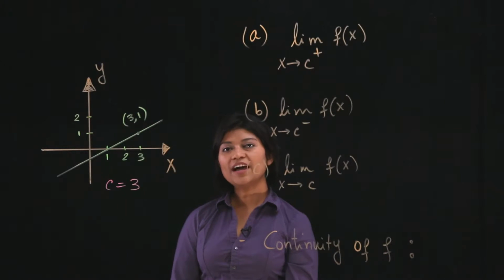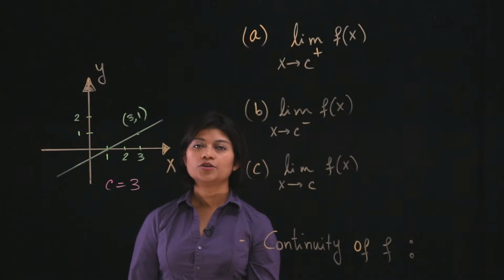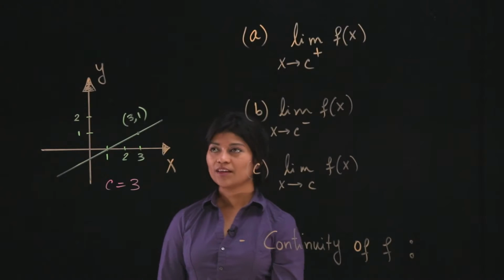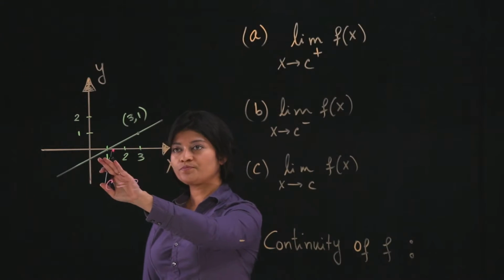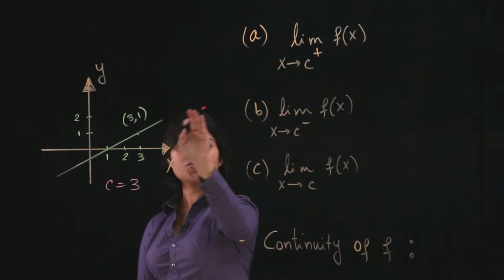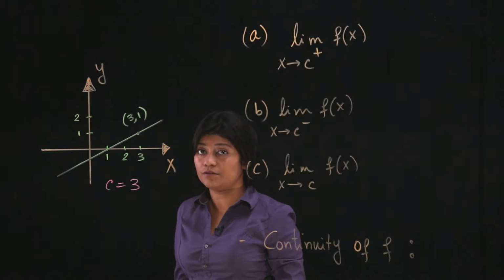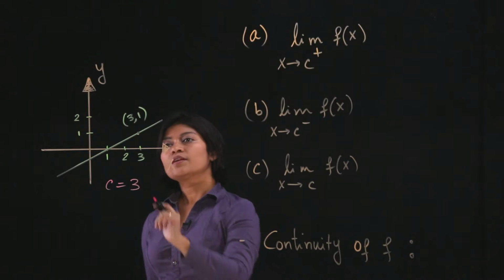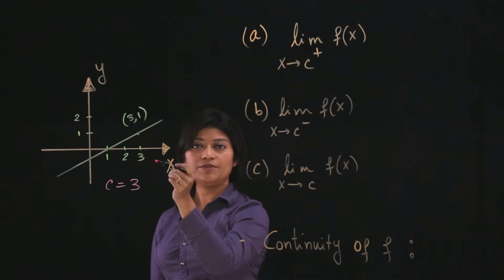Hello, I'm Papia. In this problem, we have to use a graph to compute some limits. Now the graph is right here. As you can see, the function is a straight line. We don't know the equation of this function. That's okay. But there are some other information given to us.